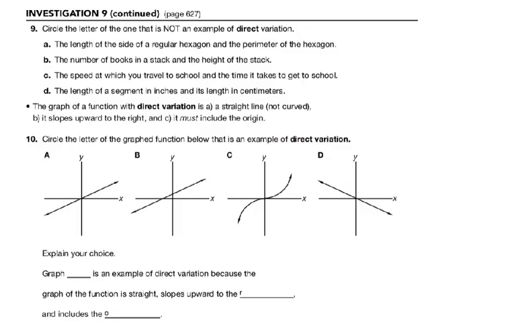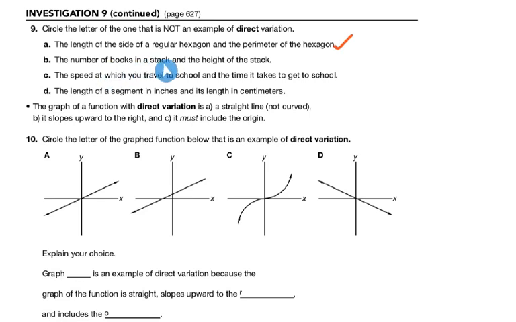Okay, so let's talk more about this direct variation. They give us a question here, question 9. Circle the letter of the one that is not an example of direct variation. A, the length of the side of a regular hexagon and the perimeter of the hexagon. As the side increases, does the perimeter increase? As the side decreases, does the perimeter decrease? Yes, it does. So this would be a direct variation.